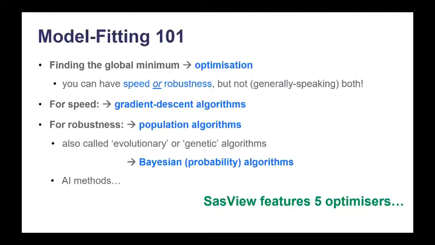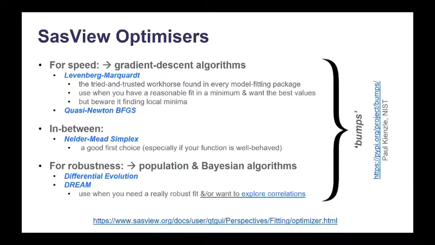And obviously these days there's an increasing interest in what artificial intelligence might be able to do in this area in the future. SasView actually has a suite of 5 optimizers that span these different approaches. The fastest optimizer in SasView, and the one that's the default optimizer when you first start the program, is called the Levenberg-Marquardt, or LM for short. It's widely used in model fitting packages. In fact, you'd probably be hard pushed to find a model fitting package that didn't have a LM optimizer.